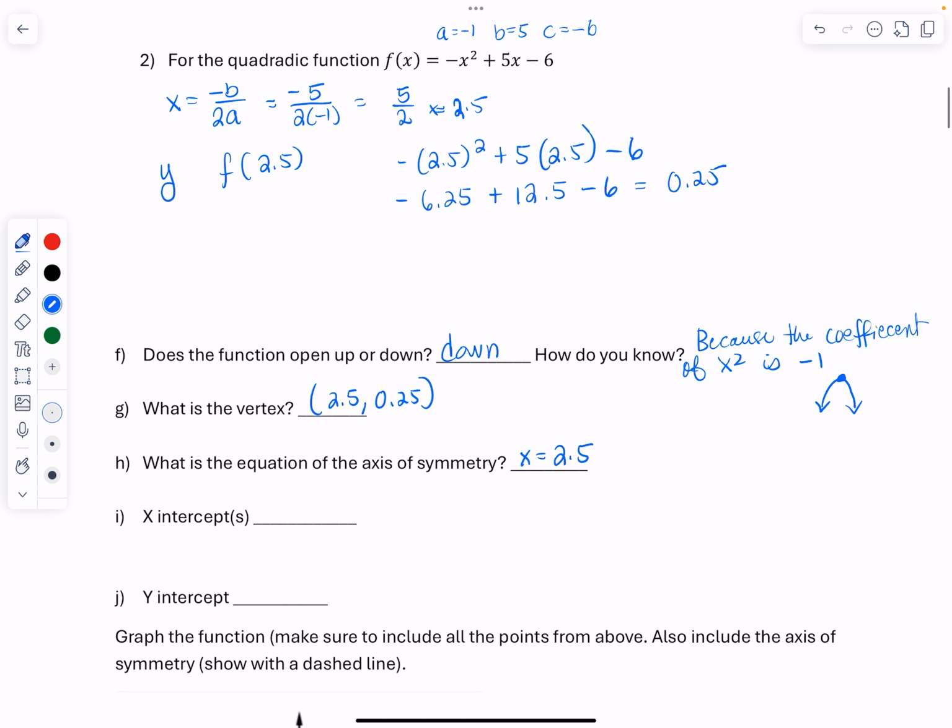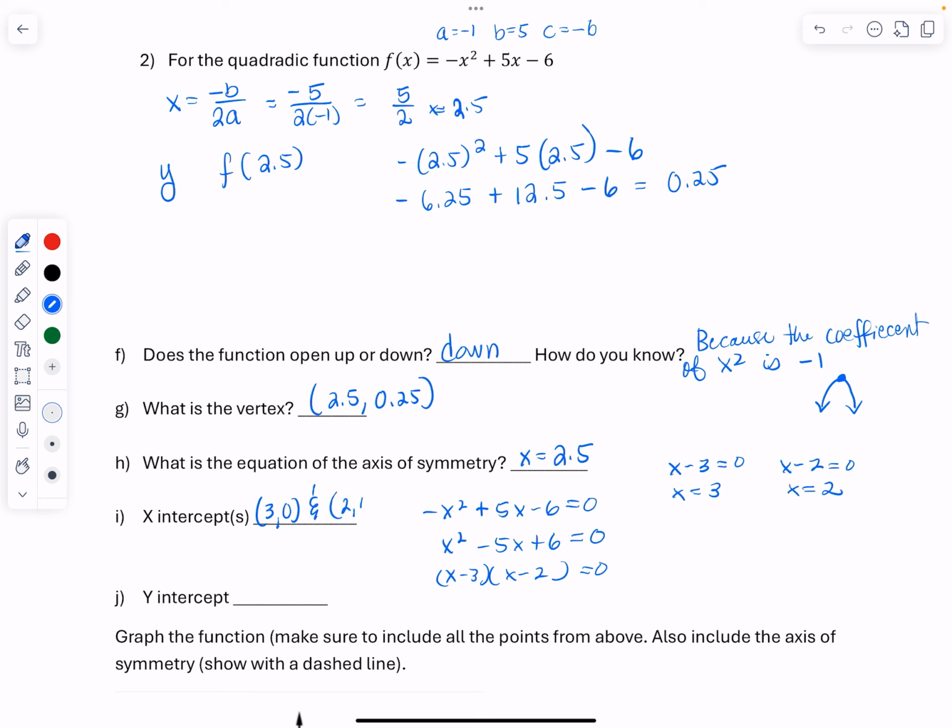The x-intercepts. I'm going to have to set this equation equal to 0 to solve it. To factor this, I'm going to divide everything by negative 1. When I do that, I get x squared minus 5x plus 6 equals 0. And then this factors into x minus 3, x minus 2. Then x minus 3 equals 0, x equals 3. So my first x-intercept is 3, 0. And my second one is x minus 2 equals 0, x equals 2. The second one is 2, 0.